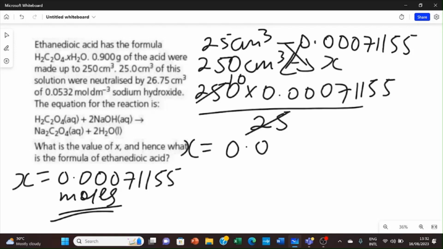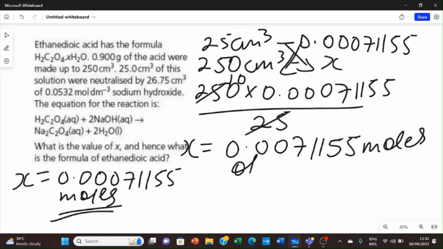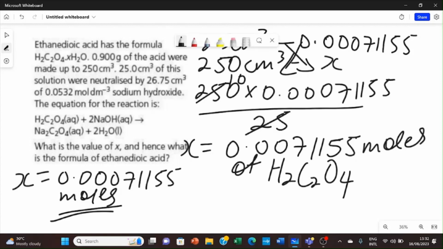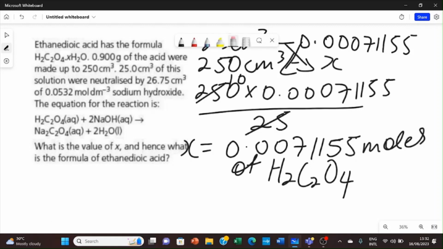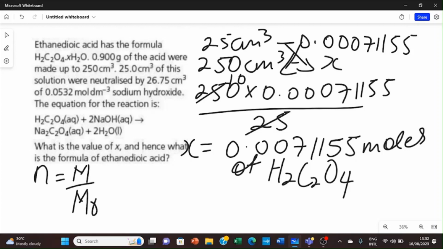0.0071155 mole of what? The acid, H2C2O4. Okay. So this is the number of moles of the acid in 250 cm3. So what we have to do, we have to calculate the molar mass of the acid. Remember the formula, number of moles is equal to mass over what? Molar mass. Therefore, the molar mass now will be equal to what? Mass divided by the number of moles.